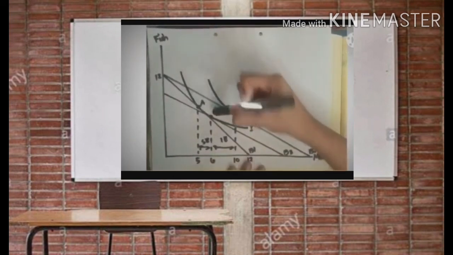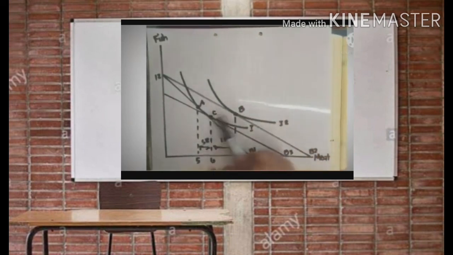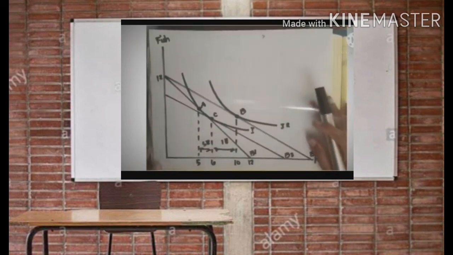So from A to C, substitution effect. Movement from C to B, income effect. That's all.